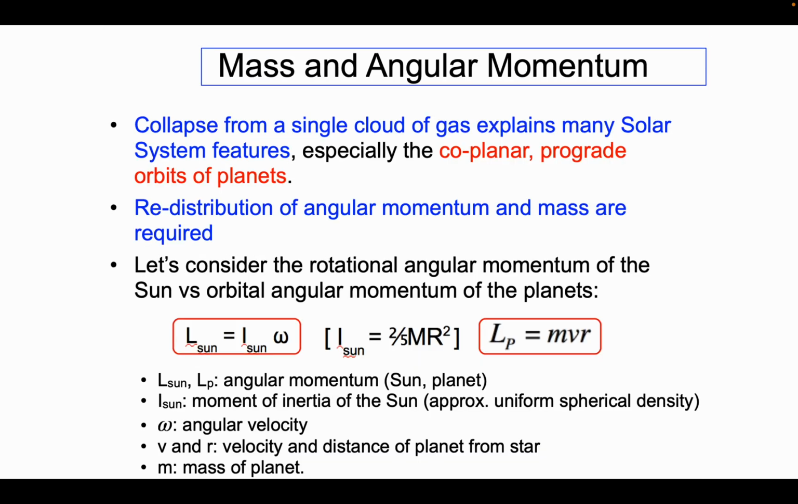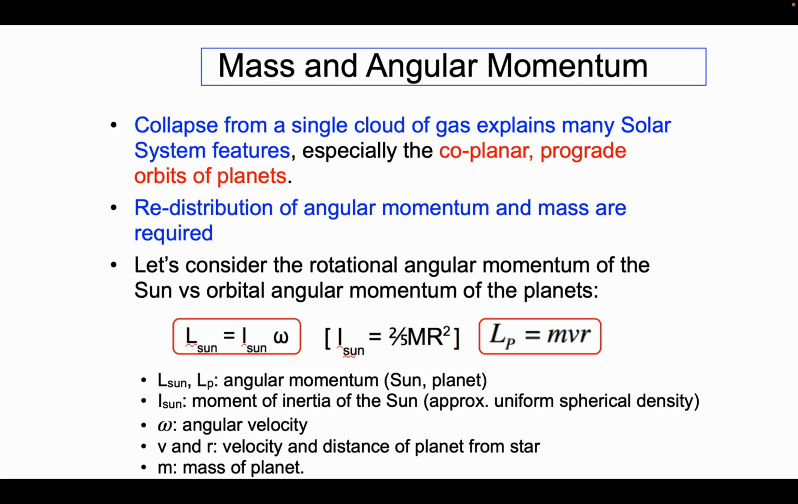So what is the role of mass and the angular momentum? We have seen that the collapse from a single cloud of gas explains many solar system features, especially the coplanar and prograde features. We have seen that two planets, Venus and Uranus, do not move prograde in our solar system, but all the other planets move in the same direction as the Sun, and the orbits of the planets and the Sun are coplanar.